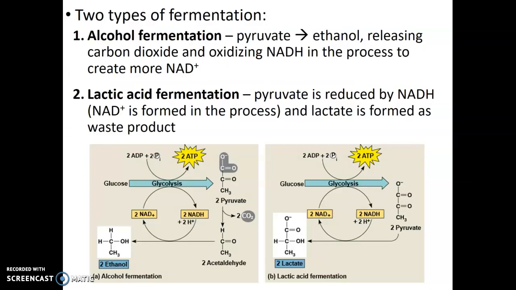There are two types of fermentation: alcohol fermentation and lactic acid fermentation. Alcohol fermentation is where you go from pyruvate to ethanol, releasing carbon dioxide and oxidizing NADH in the process to create more NAD+. Lactic acid fermentation is where pyruvate is reduced by NADH, and lactate is formed as a waste product. We have the two diagrams that go through the process of how this works.